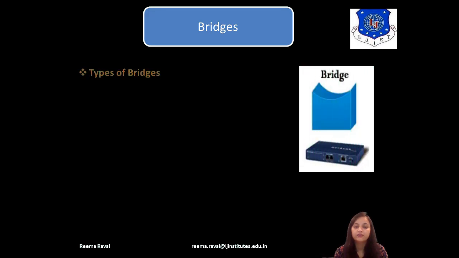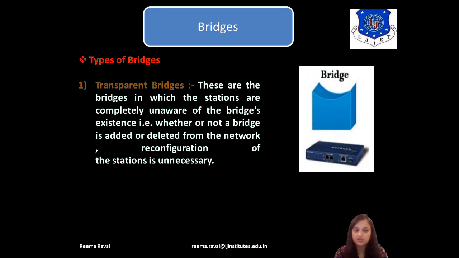That means bridges are basically two-port devices. Next, we are going to see the types of bridges. So the first type over here is the transparent bridge. These are the bridges in which the stations are completely unaware of the bridge's existence. That means whether or not a bridge is added or deleted from the network, reconfiguration of the station is unnecessary. That means it is not required to reconfigure the stations every time during transmission of the data. This is considered the first case, that is the transparent bridge.